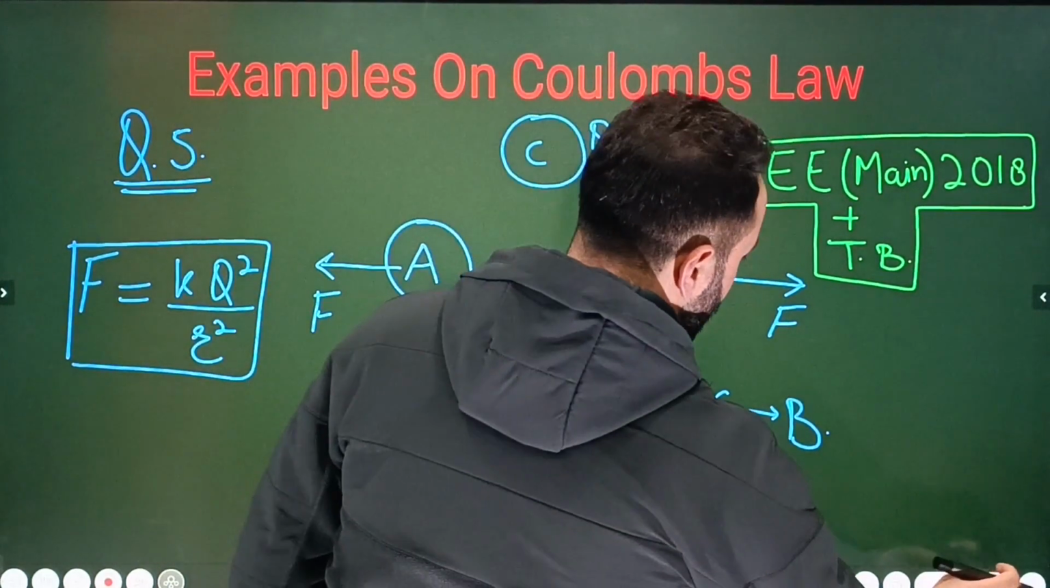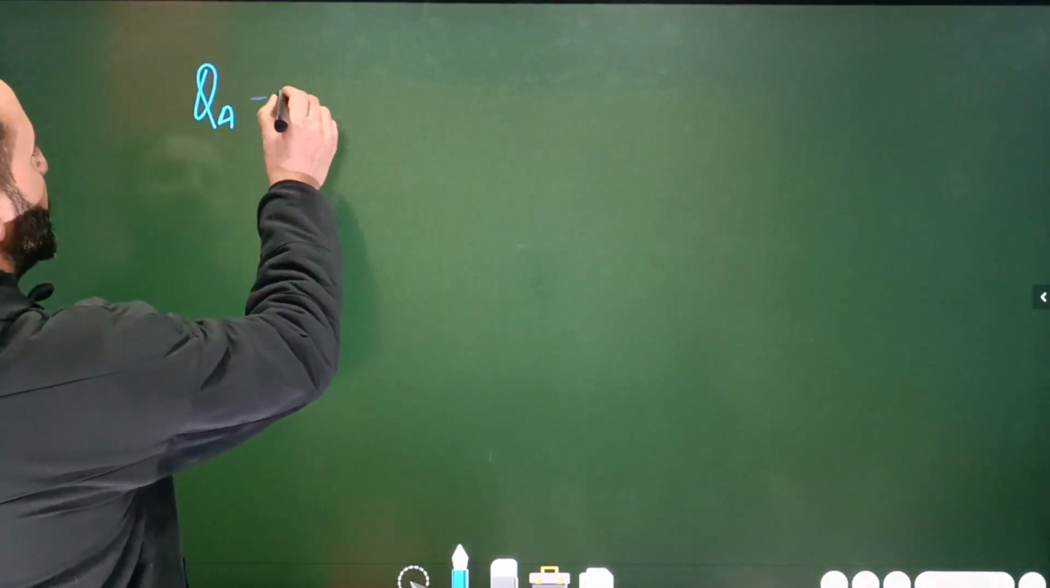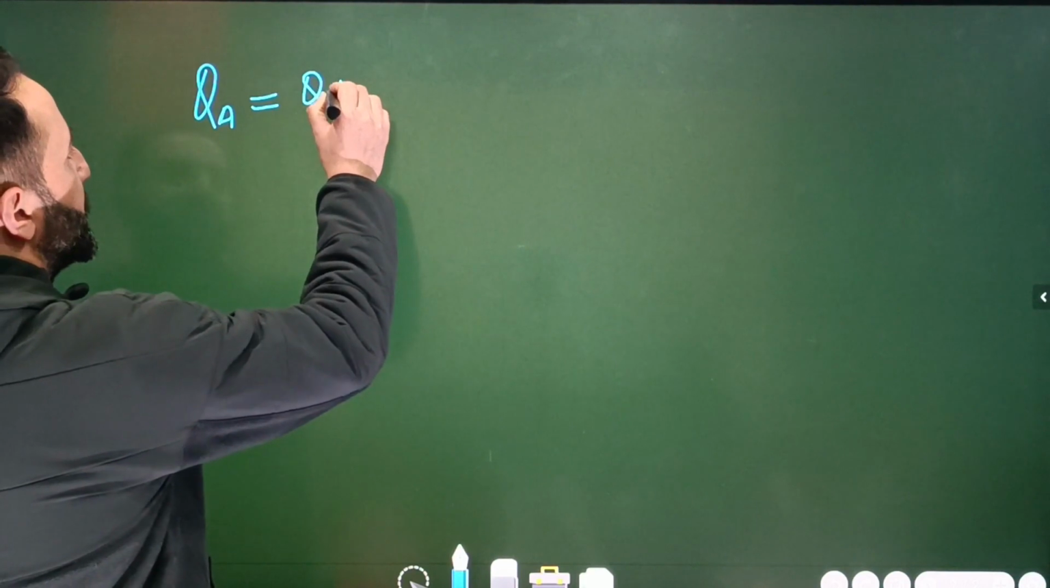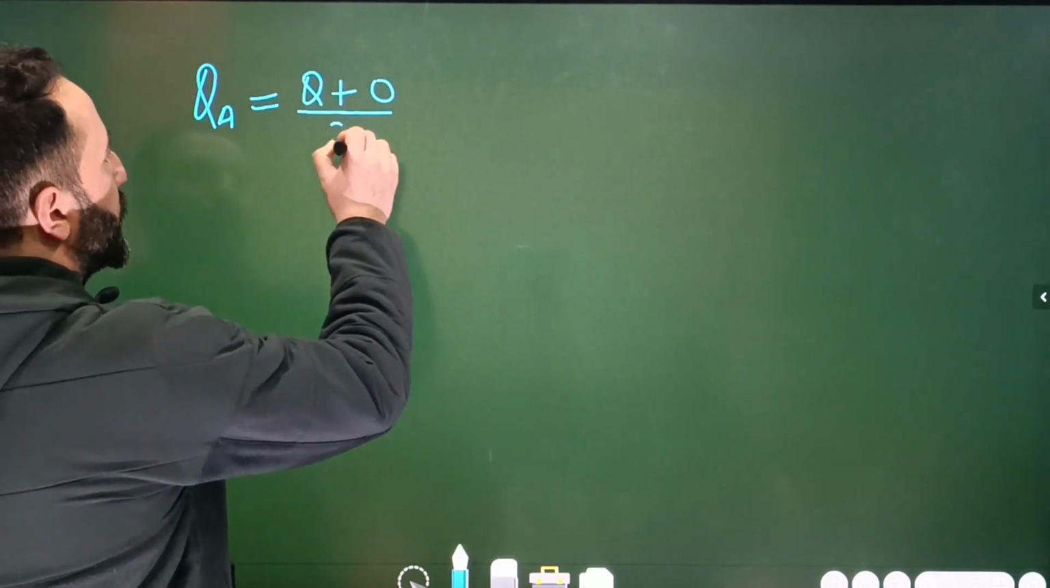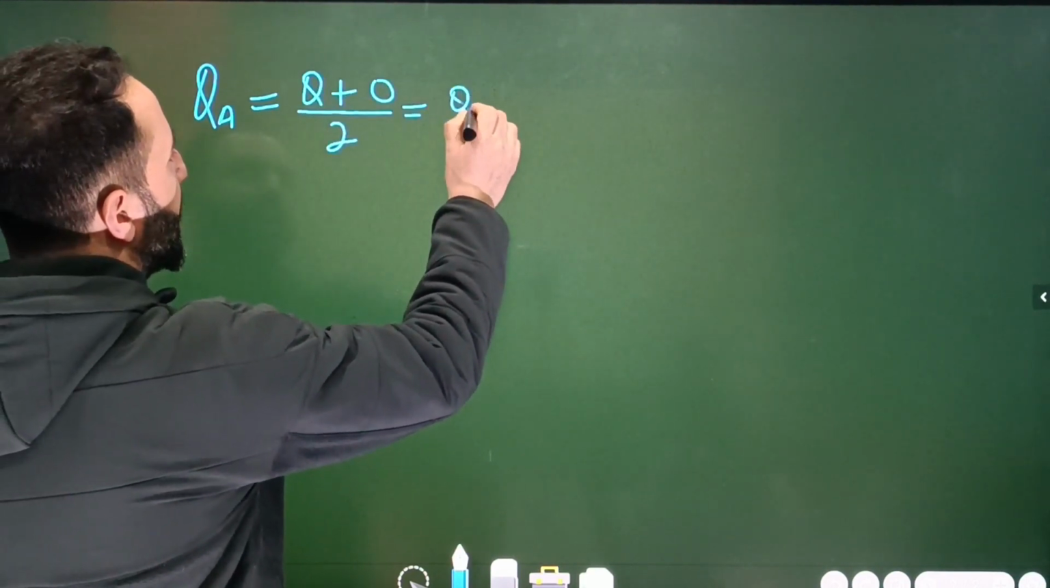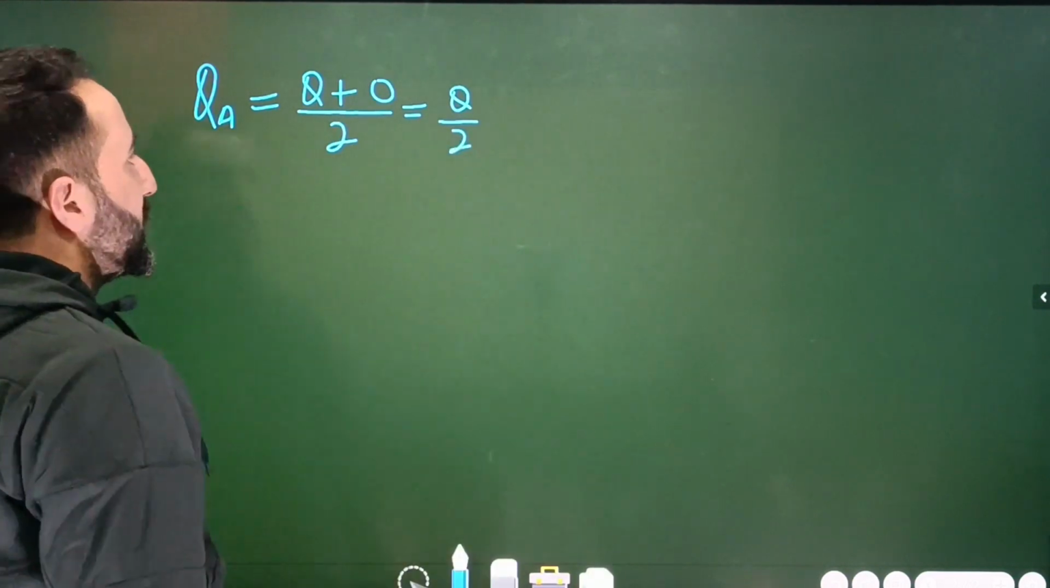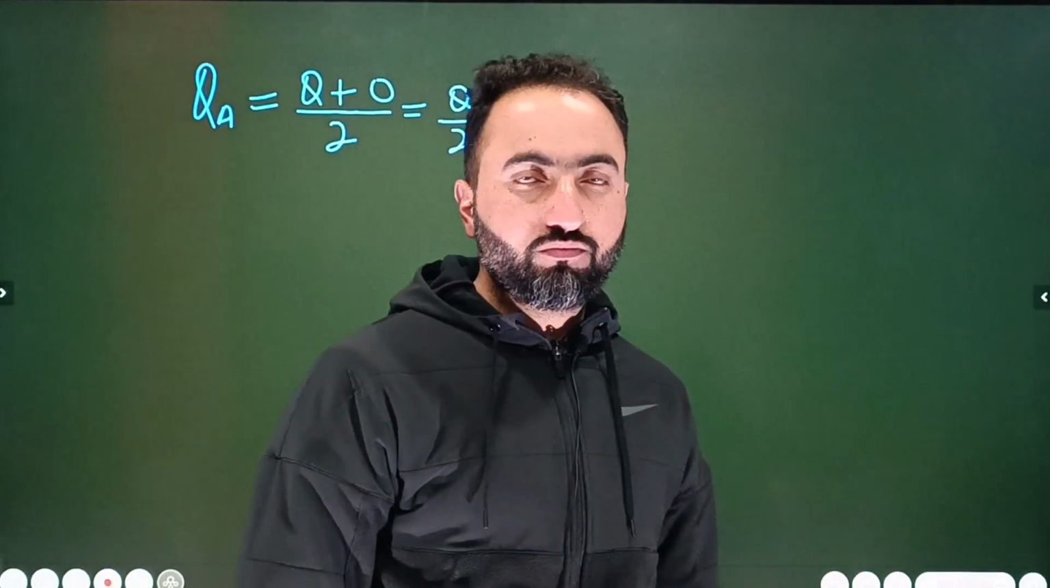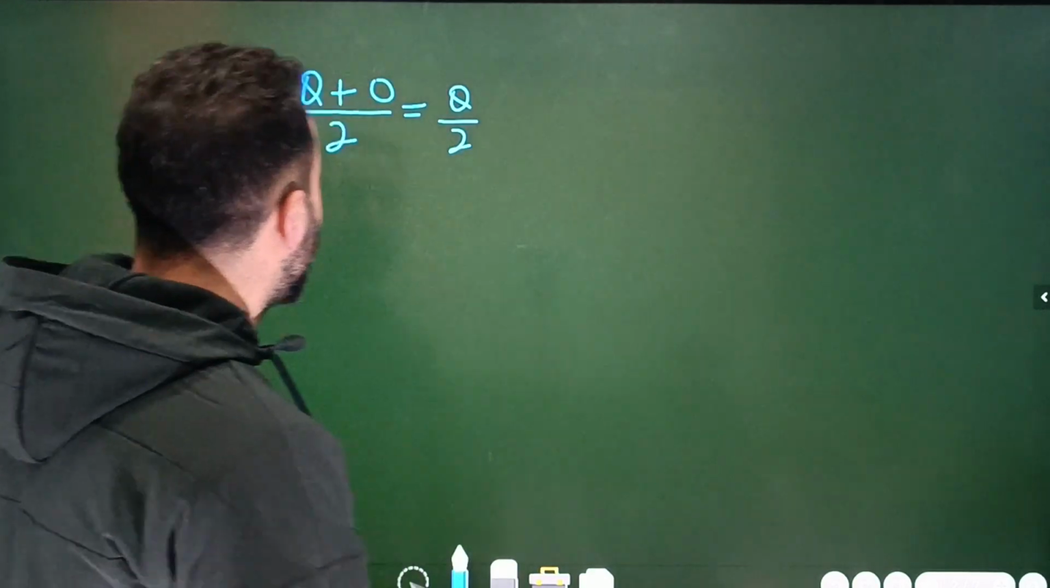ठीक है ना बेटा? That's what I will write down here. So charge of the A will be simply equal to Q plus 0 divided by 2. तो क्या आएगा बेटा? That will be equal to Q by 2. ठीक है ना बेटा? Once they are touched, then the charge of the A will be equal to Q by 2. All right. Okay. अब यहाँ ध्यान रखिए बेटा.